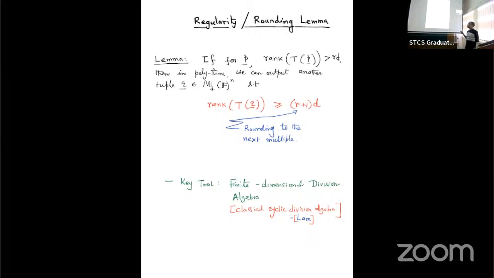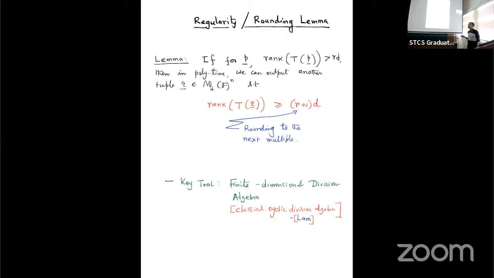How to prove such a lemma is not very difficult, but you need some concepts from finite dimensional division algebra to prove such results. I will later show you one slide on what these objects are. These are classical objects. You can find them even in the textbook. For example, this book by Lam has a good overview of these objects.